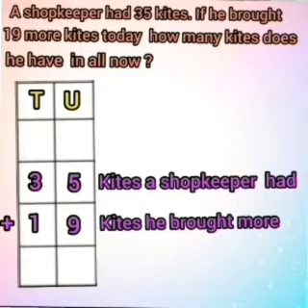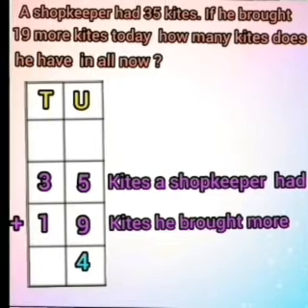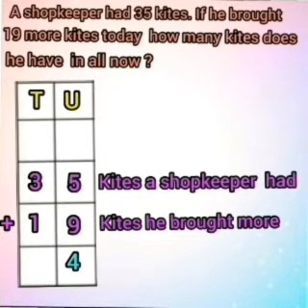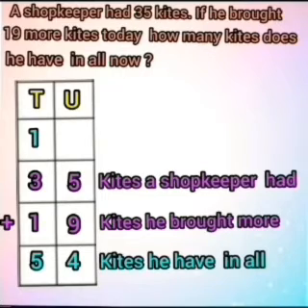Let's add. 5 plus 9 is 14. 4 we will write in the unit place. 1 ten will be carried over to the tens column. 1 ten plus 3 tens plus 1 ten is 5. So 54. 54 kites he has in all. Let us see the third sum.